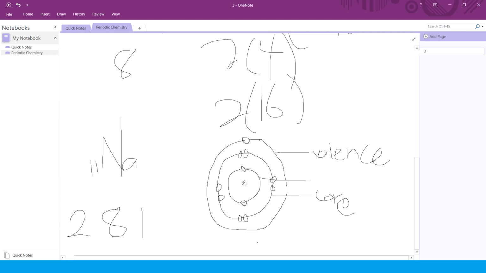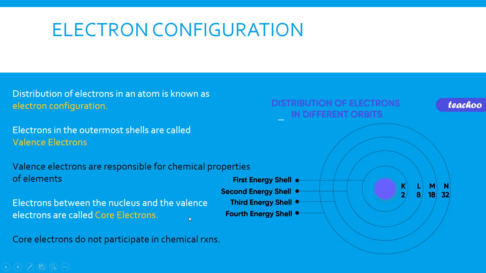Very important. Let's look at a property of the core electrons. Electrons in the outermost shells are called valence electrons, as I've told you. Valence electrons are the electrons responsible for chemical properties. Core shells are not the ones responsible. It's the electrons in the outermost region that are responsible for the chemical properties of the element, but not the core shells.